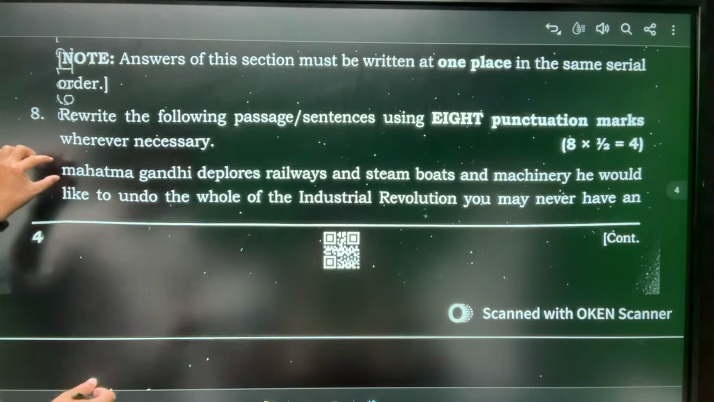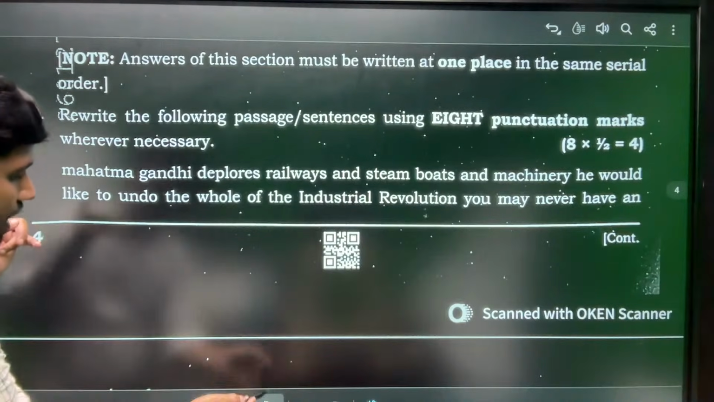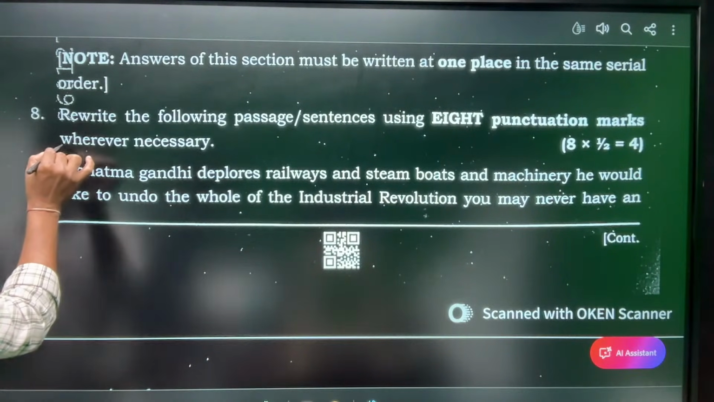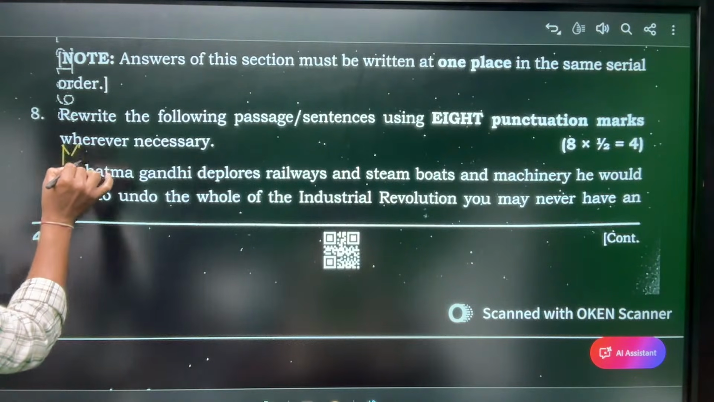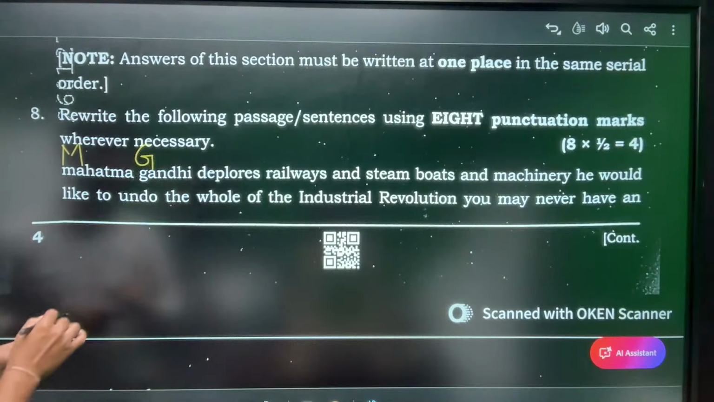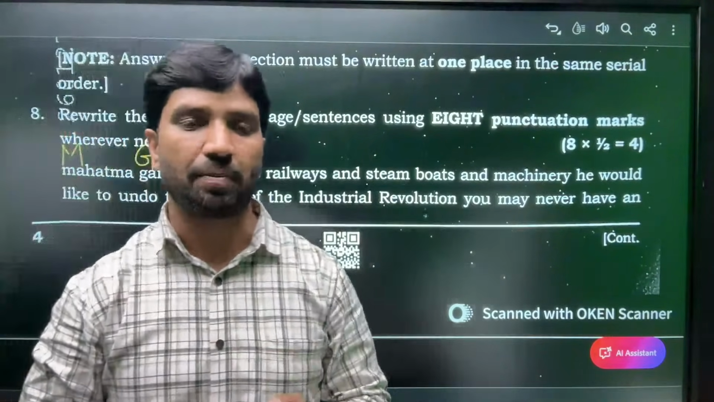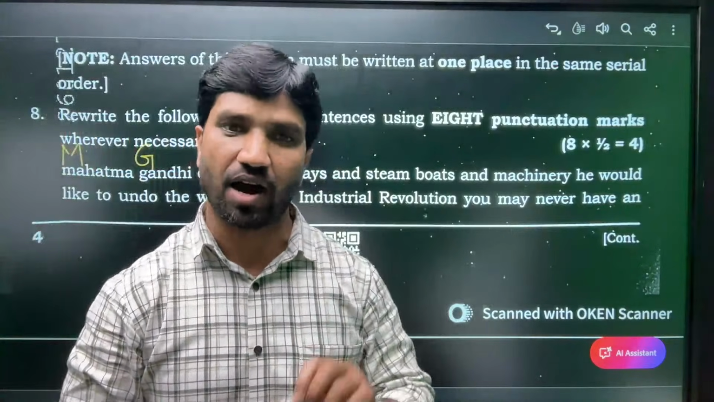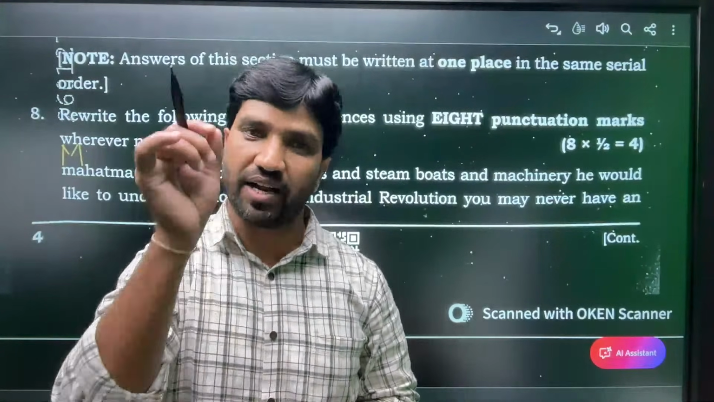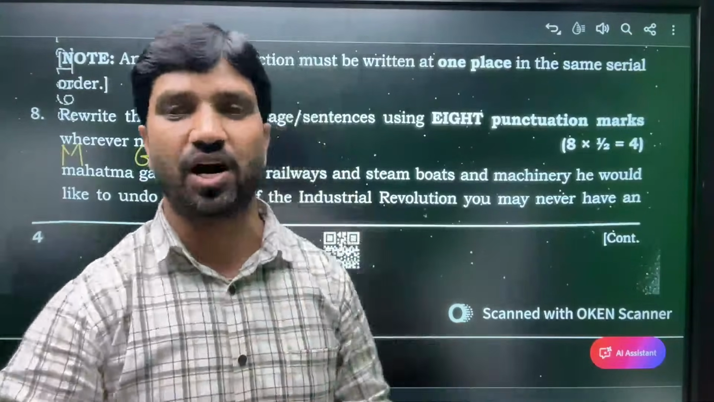See, whatever passage we get, make the first letter of the first word a capital letter. Say, Mahatma Gandhi has been given. So the first letter M should be a capital letter, and Gandhi's G should also be a capital letter. Why? Because all proper nouns should start with a capital letter. For example, Hyderabad is a proper noun. So that name should start with a capital letter. Wherever we find a proper noun, it should start with a capital letter.